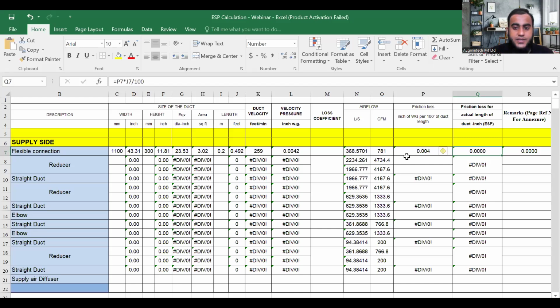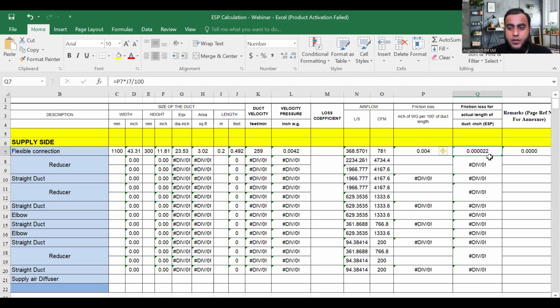Our total length is 0.49 something feet, so it is near about 0.000. That is why it is not visible. If you want to see how much, I will show you. It is near about 0.4022 inch of water gauge.